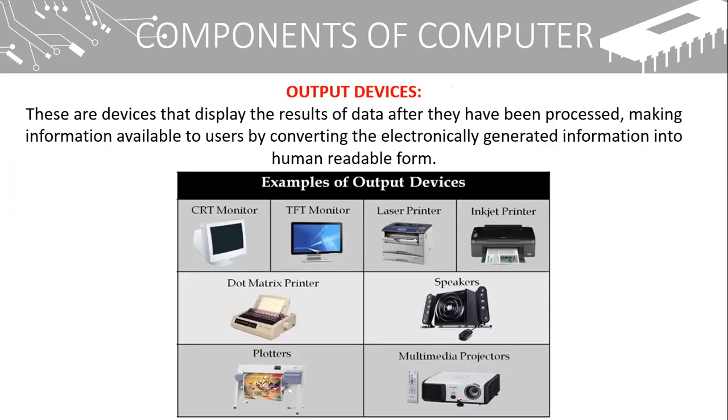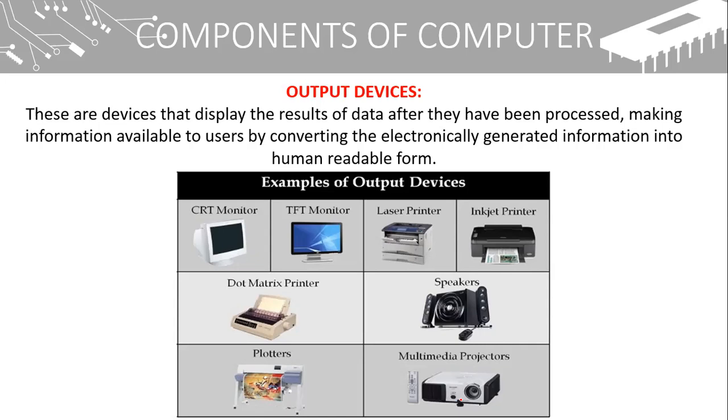Now we also have what you know as the output devices. These are devices that display the results of data after they have been processed. Whenever a computer receives your input or your data through the input device, when the computer processes it, it gives it to you as output with the help of the output device, making information available to the user by converting the electronically generated information into human readable form.